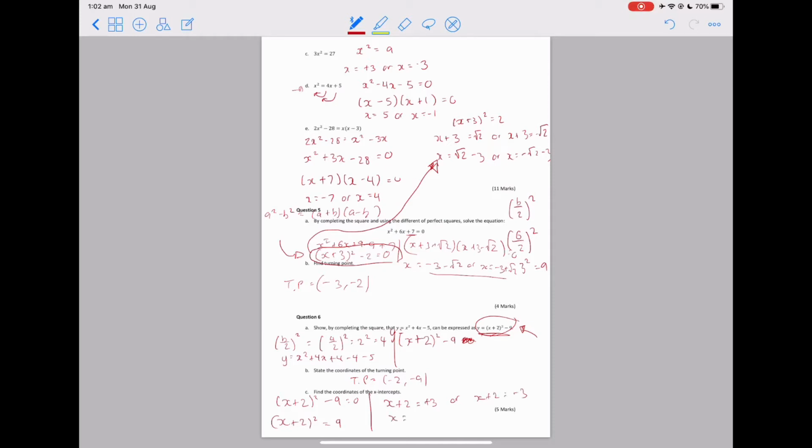Move 2 to the other side by taking away 2. So therefore, x will be 3 minus 2 is equal to 1, or x is going to be -3 take away 2 is equal to -5. So those are your x-intercepts, positive 1 and -5. Let's move on to the next question.